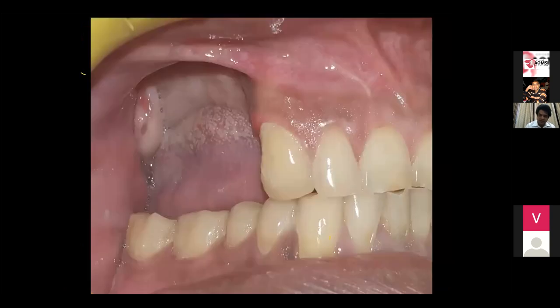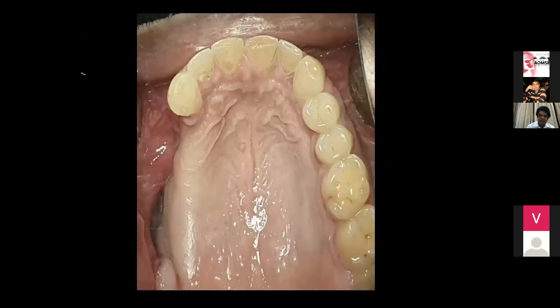This is after healing. Now you can see that this canine is present here. So if you want to place one implant coming out here in the premolar region, your handpiece will always touch this canine. So it will not be possible to bring your implant somewhere here. So you either remove the canine or you have to place an anterior implant here.